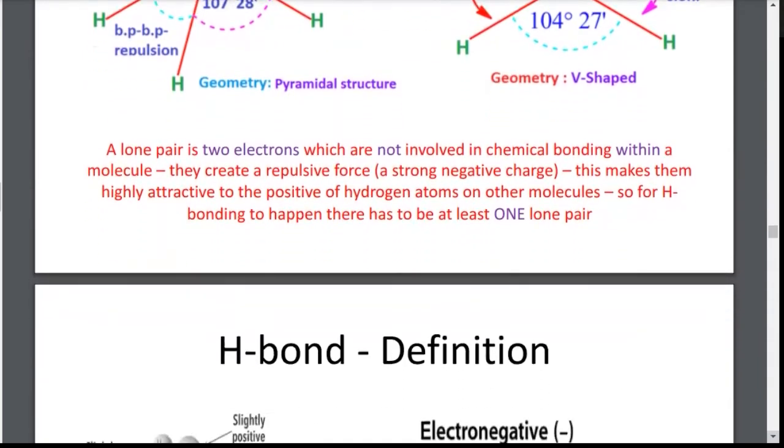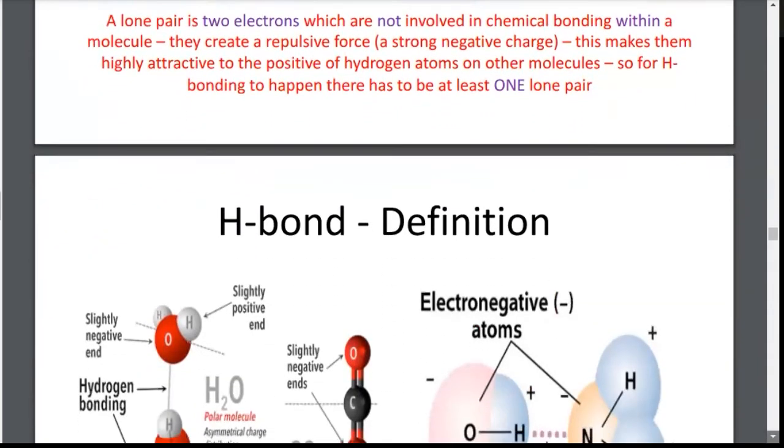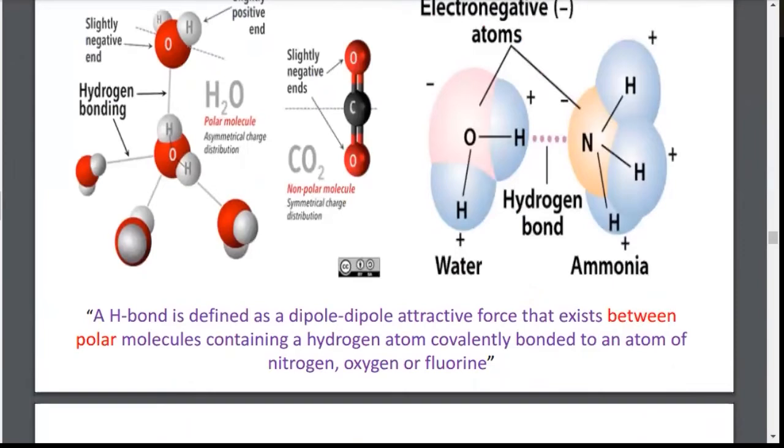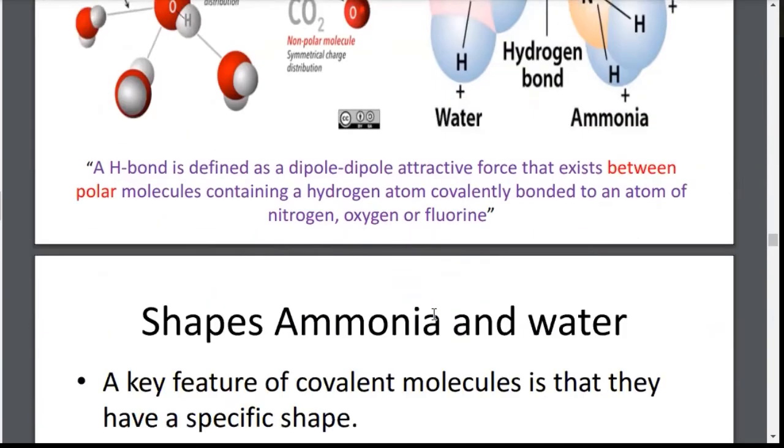So, a hydrogen bond definition, another couple of pictures for you to look at. A hydrogen bond is defined as a dipole attractive force that exists between polar molecules containing a hydrogen atom covalently bonded to an atom of nitrogen, oxygen, or fluorine. And that's the point of all of this. It only really happens with nitrogen, oxygen, and fluorine. It doesn't really happen with other substances. So as you can imagine, there's a whole branch of chemistry which only concentrates on hydrogen bonding.